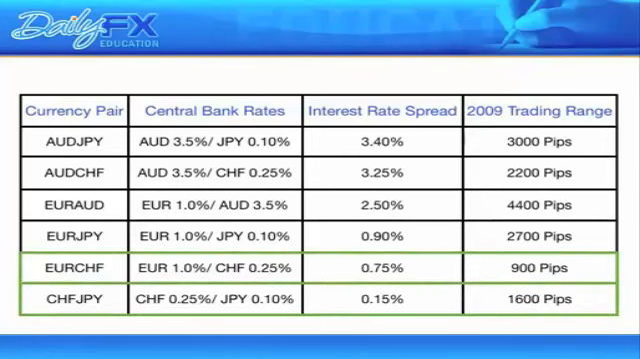Now to summarize, when locating currency pairs to range trade, first, look for currencies whose interest rates and interest rate outlooks are relatively close to one another. The smaller the interest rate differential, the more likely that the pair's price will move sideways.